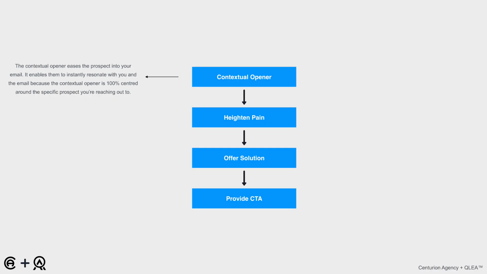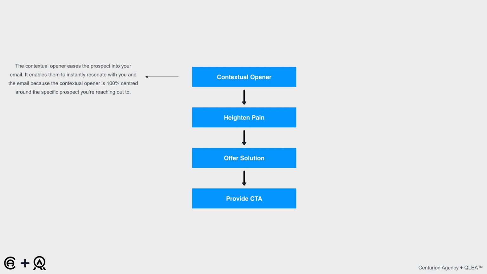So that's what the contextual opener does. It eases the prospect into your email. It enables them to instantly resonate with you. That's another thing that's very, very powerful about a contextual opener. It enables the prospect to instantly resonate with yourself and the email because the contextual opener is 100% centered around the specific prospect that you're reaching out to. That's why, number one, it enables you to ease the prospect into your email because it's centered around them.